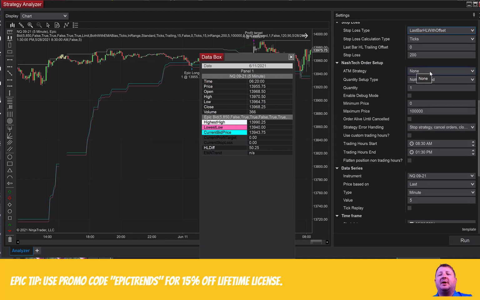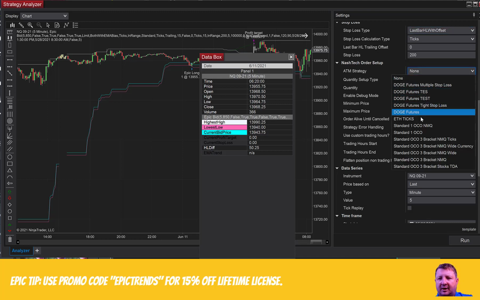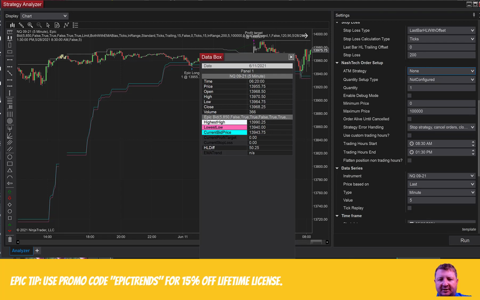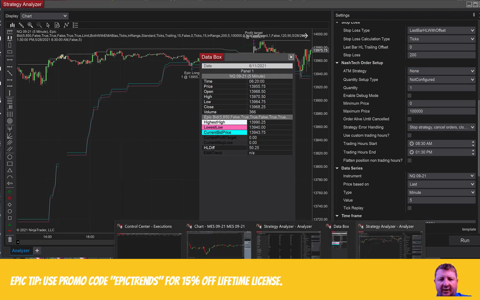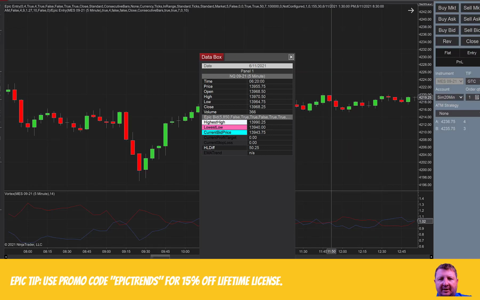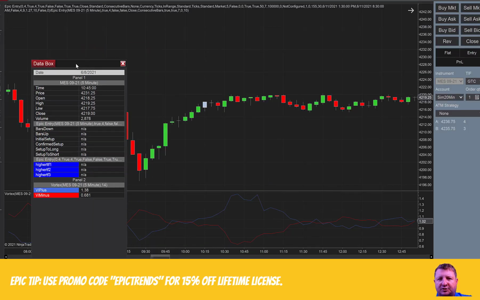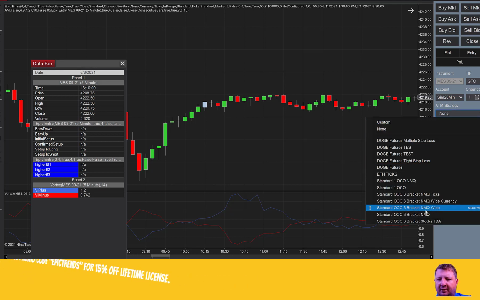Okay, so ATM strategies. You cannot properly backtest any ATM strategy through NinjaTrader, but you can still use them in here, and you can practice setting it up on a simulator. So these are all ones I've been trading with. Here's an OCO, NMQ. You're going to see this exact list is also what you're going to see on the chart itself. So if you're trading on, here's the MES right now. If you're trading, you're going to see the same list here.